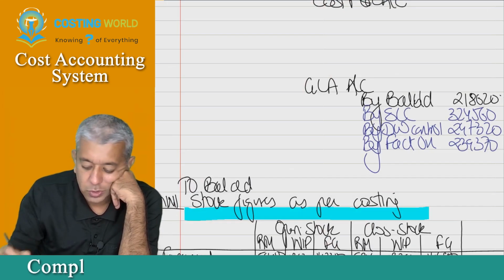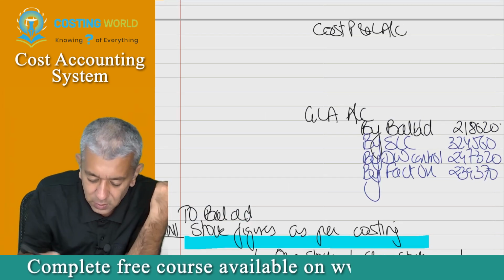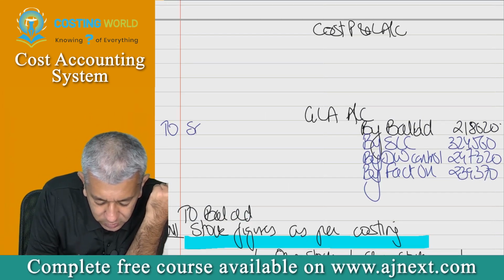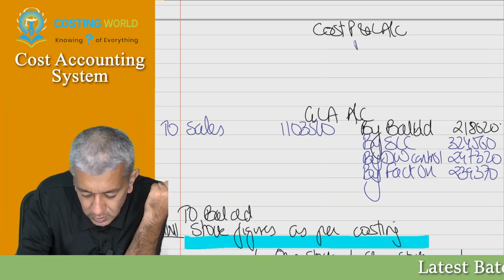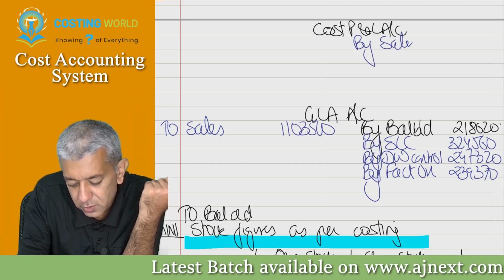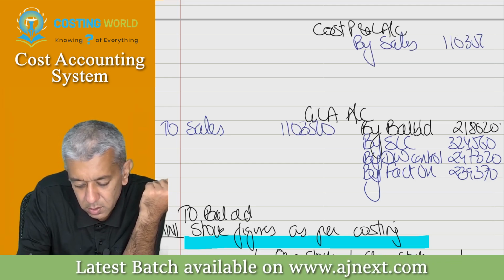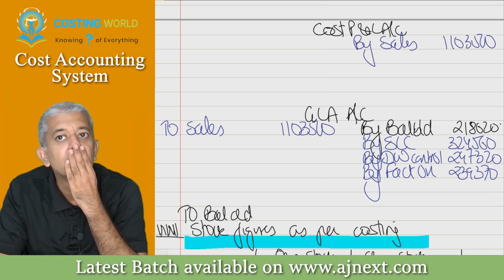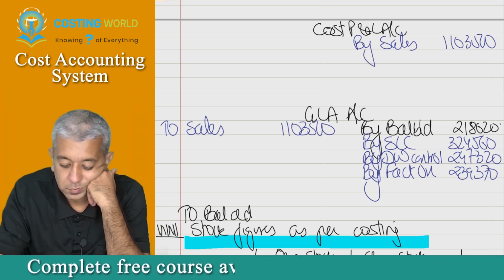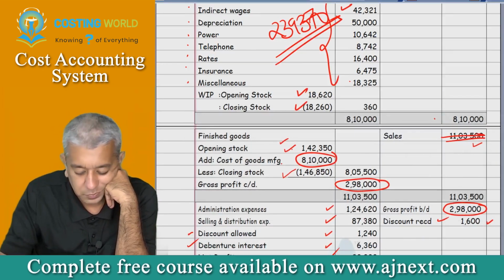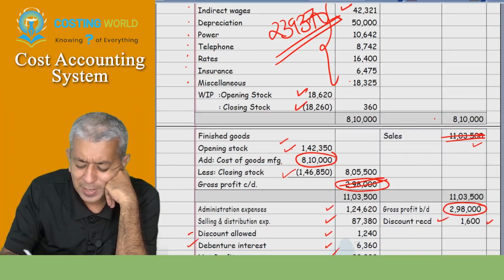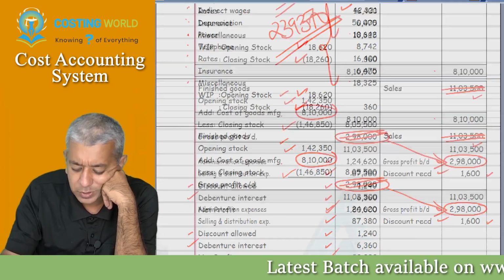Sales we will do right now. So, sales: debtors account debit to sales, meaning GLA account debit to sales. And ultimately sales gets transferred to costing P&L. So sales is also done. GP is just a balancing figure. It'll get cancelled by itself only.